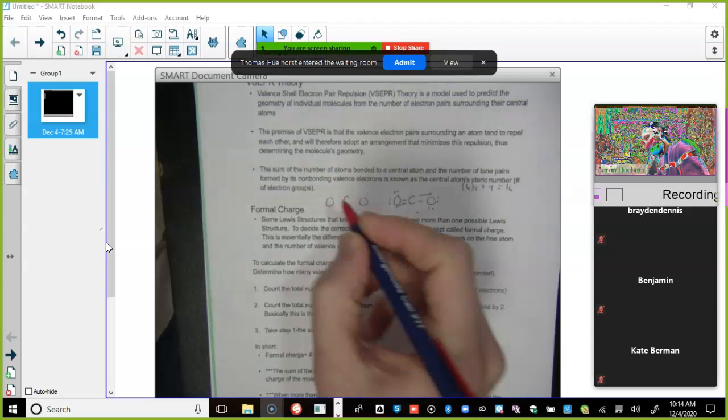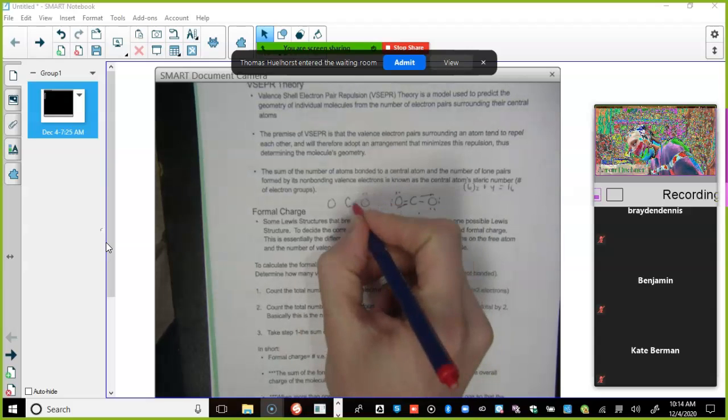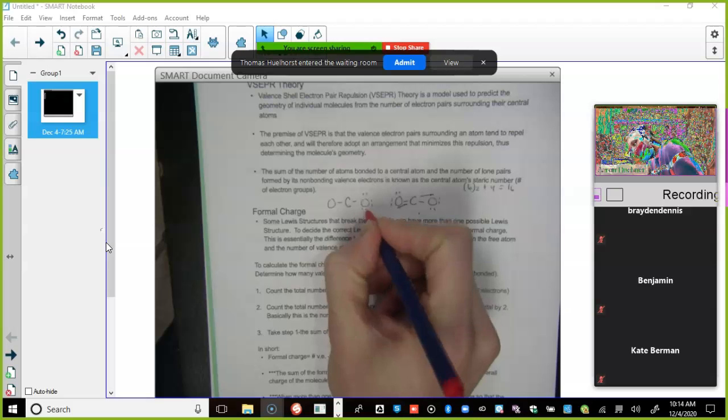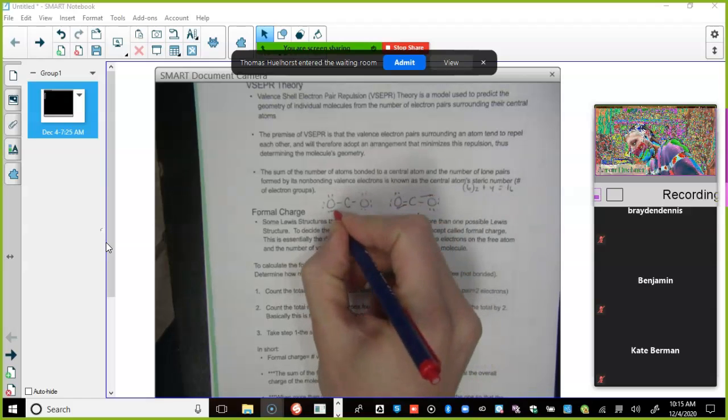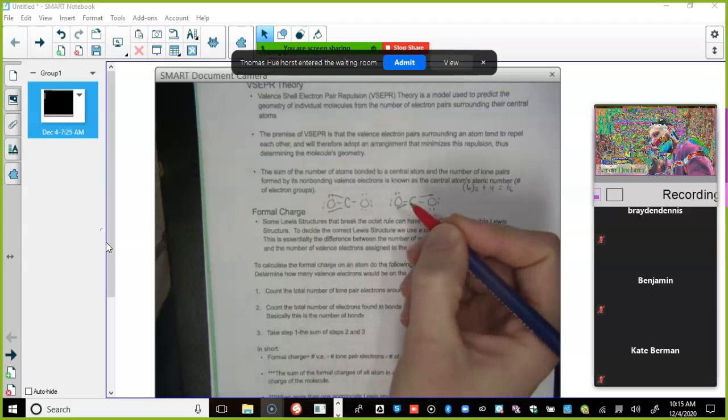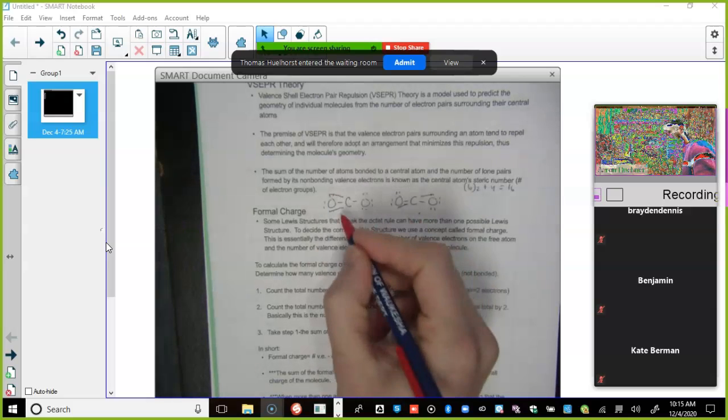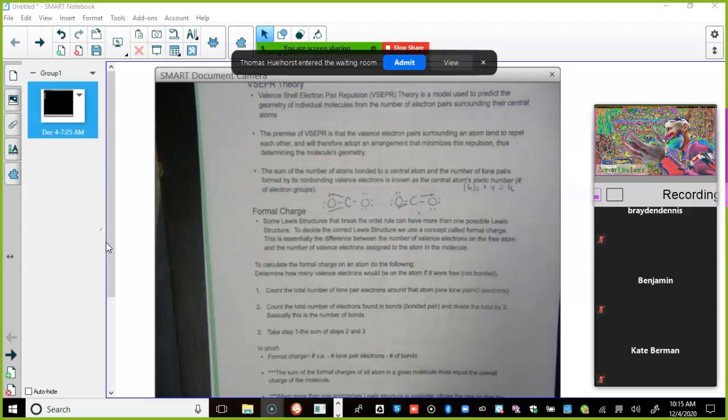But hey, couldn't we do something like this, where you have a triple bond and a single bond? What's stopping that? Nothing, right? We got 2, 4, 6, 8, 2, 4, 6, 8, 2, 4, 6, 8. Follows all the rules.